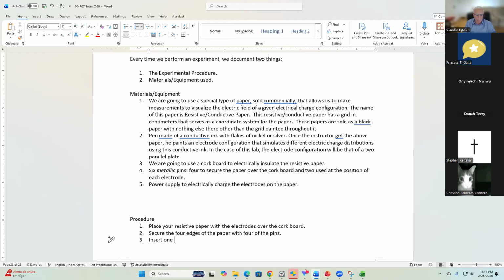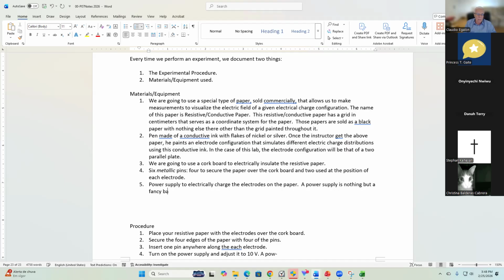Insert 1 pin anywhere along each electrode, okay? Turn on the power supply and adjust it to 10 volts. And let me tell you what a power supply is. A power supply is nothing but a fancy battery, but a fancy battery.